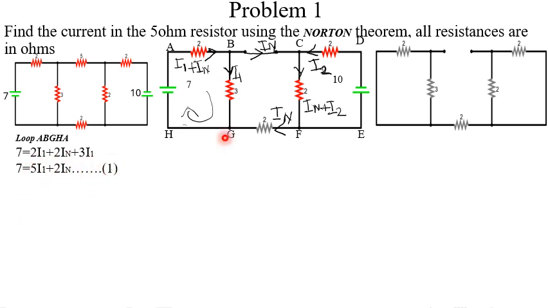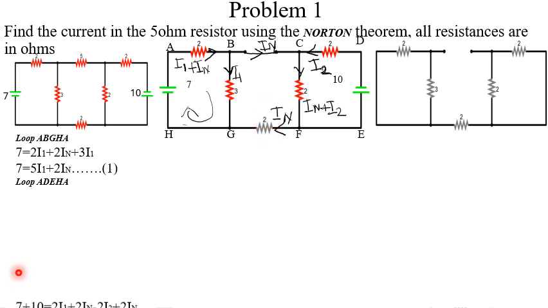And also taking the second loop, we take this loop A, D, E, H, A. Taking that loop, we write our loop equation. So we are moving from a lower potential to a higher potential. The sum of voltage sources equals the sum of voltage drops. So it becomes 7 plus 10, since here we are moving from a lower potential to a higher potential, is equal to the voltage drop across this 2 ohm resistor and the voltage drop across this 2 ohm resistor.